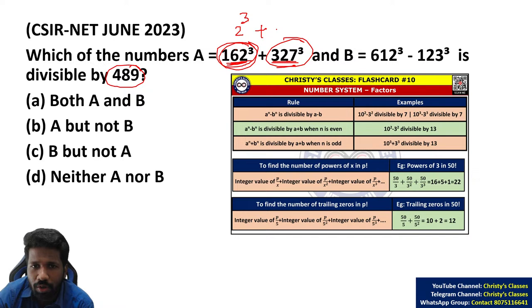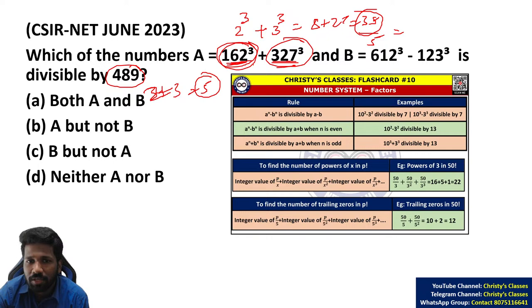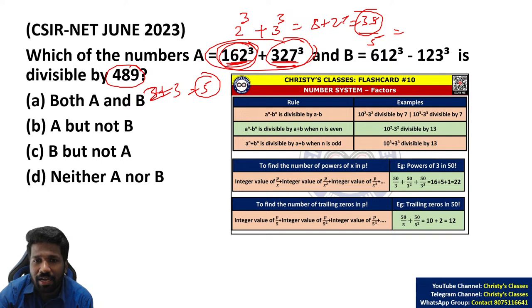What is 2³ plus 3³? 8 plus 27 is 35. Check whether this 35 is divisible by 2 plus 3 or not. It is divisible by 5, 35 by 5, so it is divisible. Yeah, that is not a proof. Let me clarify, that is not a proof because we took only one example. But by taking 2-3 examples we get an intuition that this will work. That is why you can use the taking example method also.